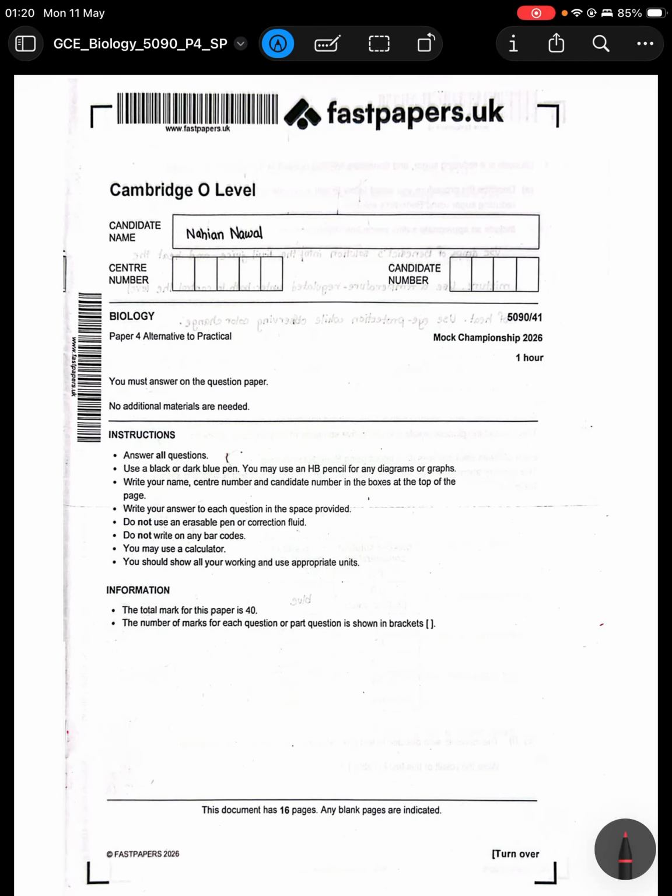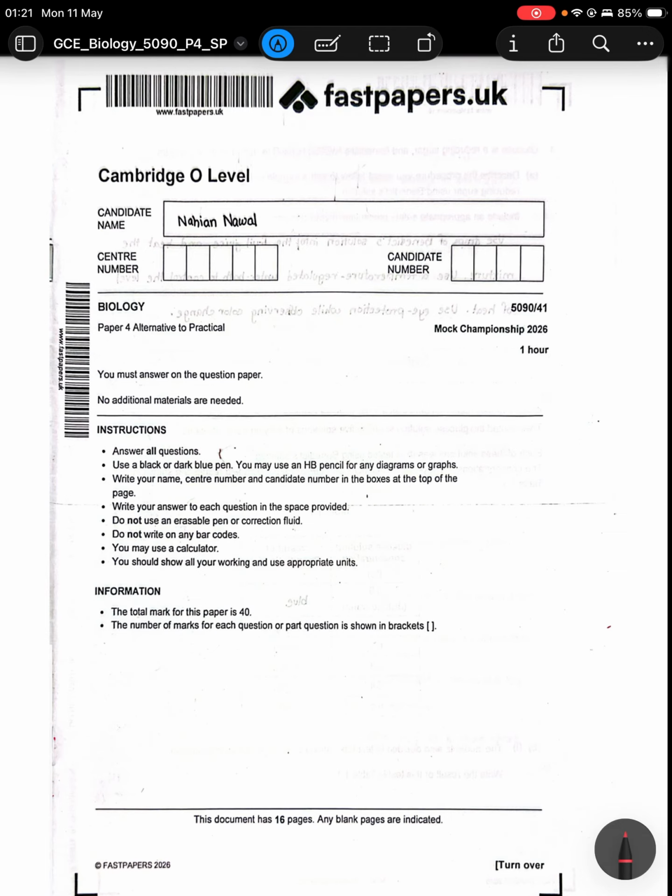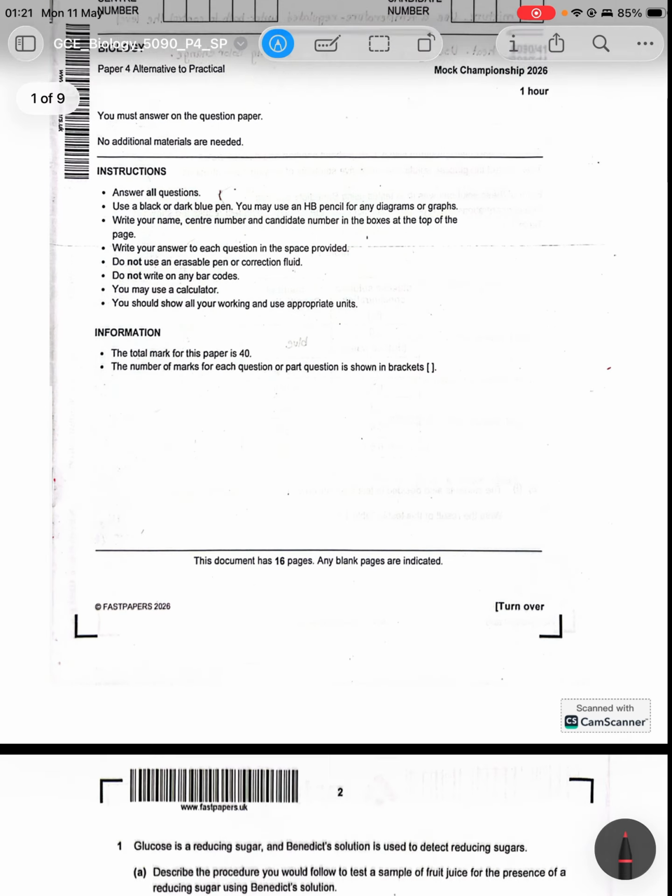Hi everyone. Today we're going to solve this paper by Mock Championship by Fastpapers, and this is GCE Biology paper 4, alternative to practical, and the total mark is 40.